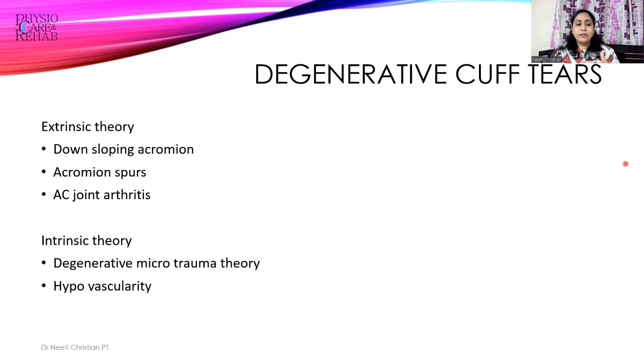If we talk about the intrinsic theory, then in the degenerative microtrauma theory, microtrauma generates at the tendons of the rotator cuff, which leads to hypovascularity. There is one terminology called Codman's zone, approximately 10 to 15 mm from the tendon insertion of the rotator cuff, which is the most likely zone where you get a rotator cuff tear, mostly the degenerative cuff tear.